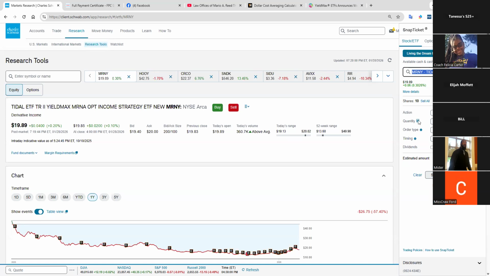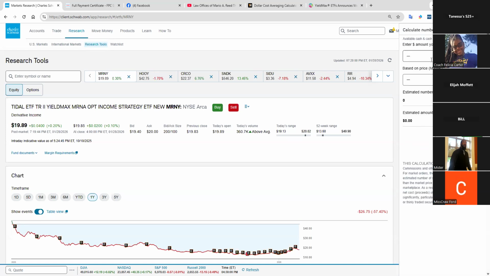So now I'm going to click on the calculator and type in, based on a market price of $20, I want to invest $1,000. That's pretty easy. So it should be 50 shares. So we're going to apply 50 shares. We're going to hit apply.